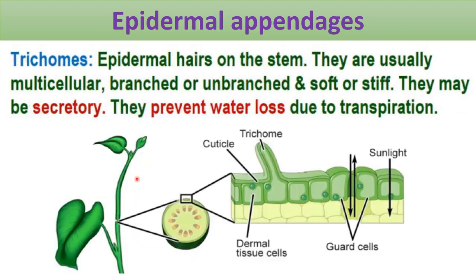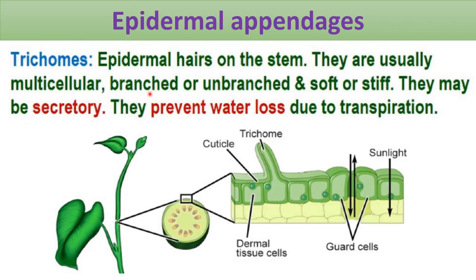Now the next type of epidermal appendages is trichomes. How are these different from root hairs? These trichomes are epidermal hairs on the stem. Root hairs arise on roots and trichomes arise on stem. They are usually multicellular, so this is another difference. Root hairs are unicellular but trichomes are multicellular.